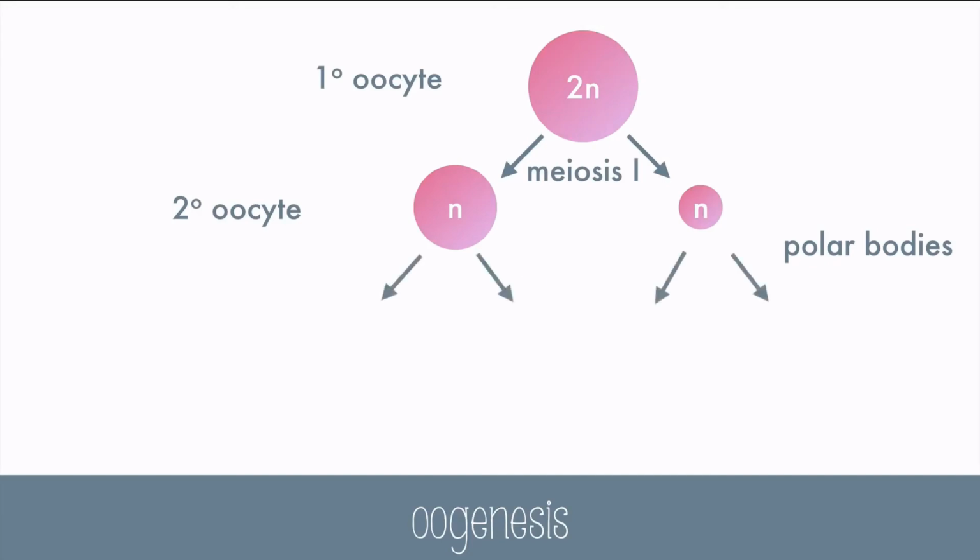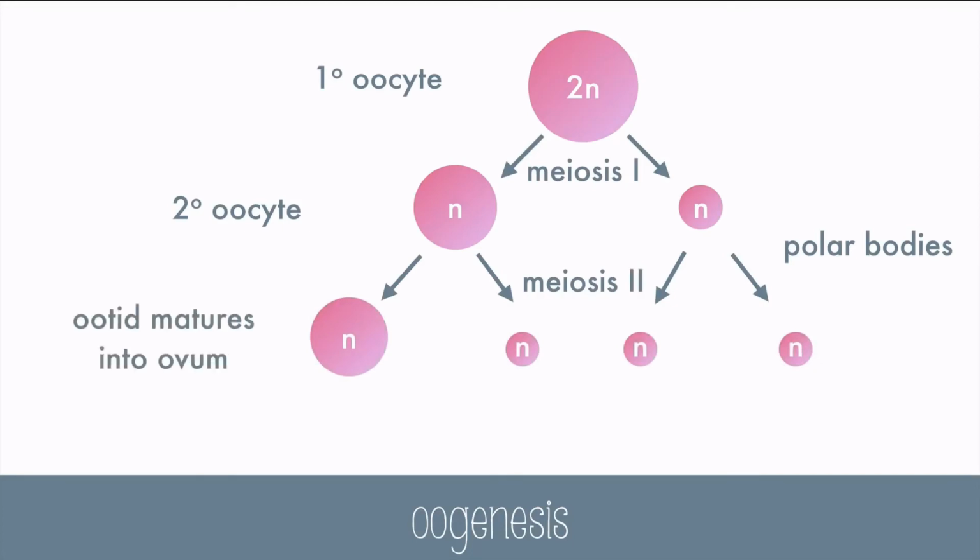After meiosis II, the secondary oocyte is again divided unevenly, and most of the cytoplasm goes to the ootid, which will mature into an ovum. This ovum will have all the organelles, including the mitochondria. Even though only one mature ovum is created by the one oocyte in oogenesis, females are still born with millions of cells and will release hundreds in their lifetime.